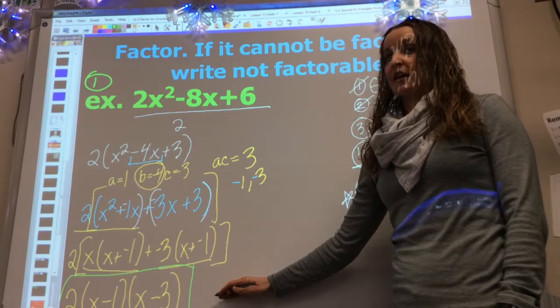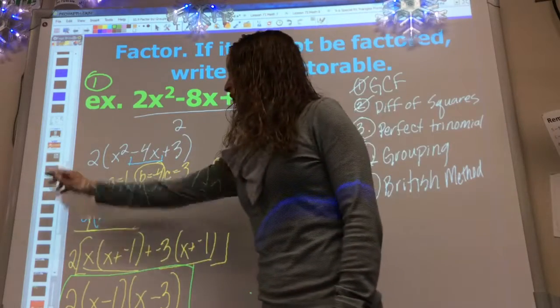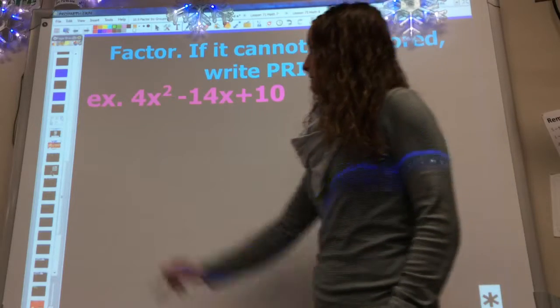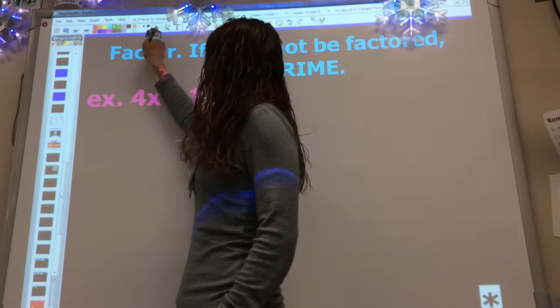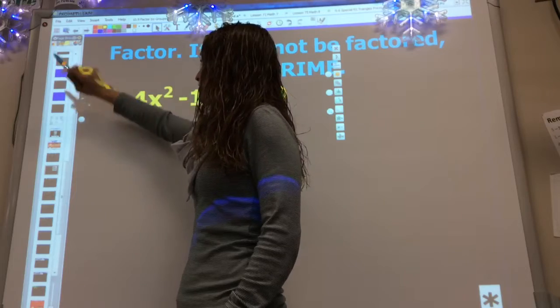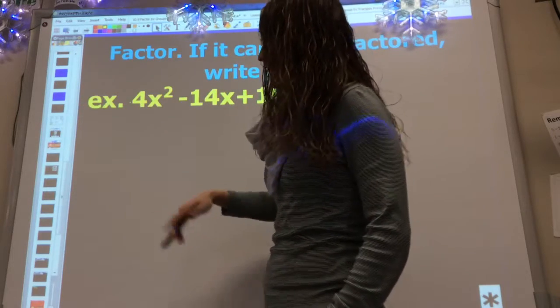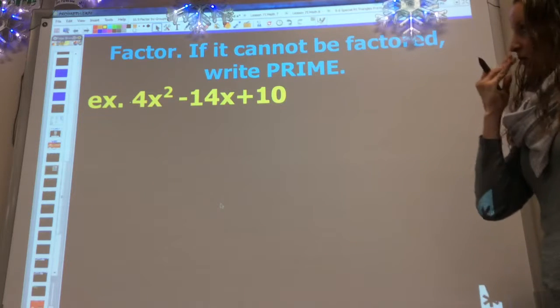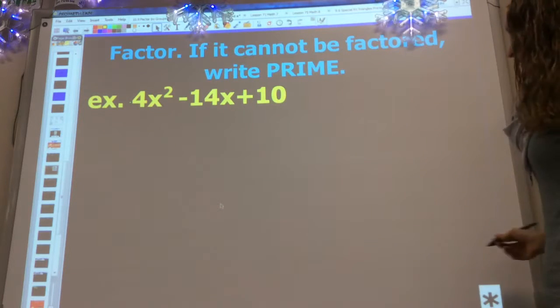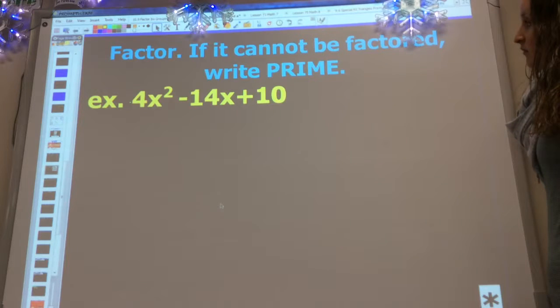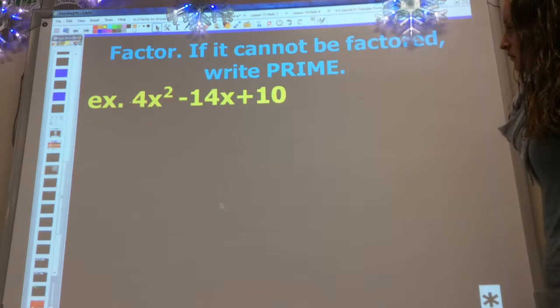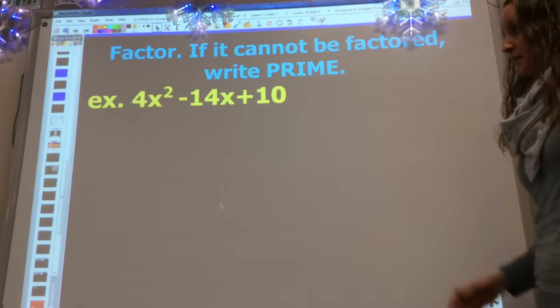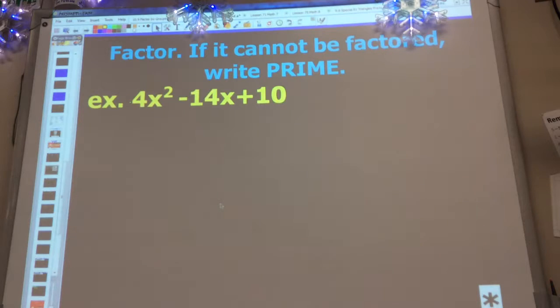Okay, this next one you get crackers. I'm going to let you guys go through it since some of you are falling asleep on me. On this one, please do greatest common factor. That's my hint to you first. It says 4x squared minus 14x plus 10. Just go through those British method steps.